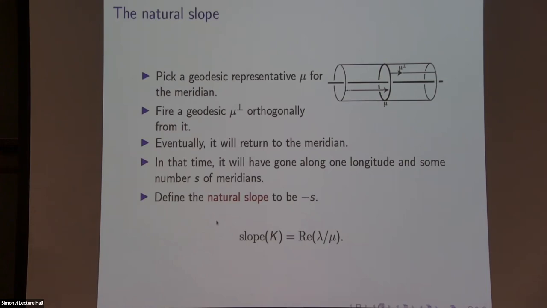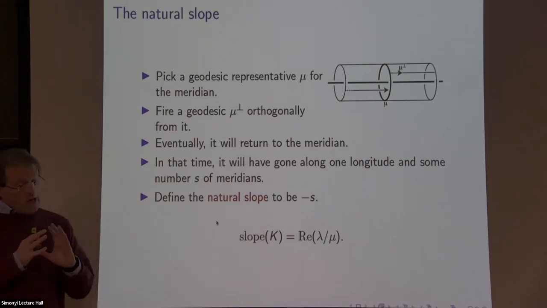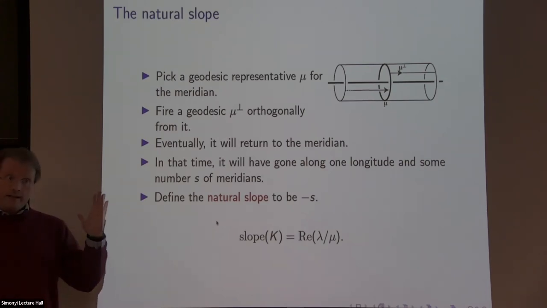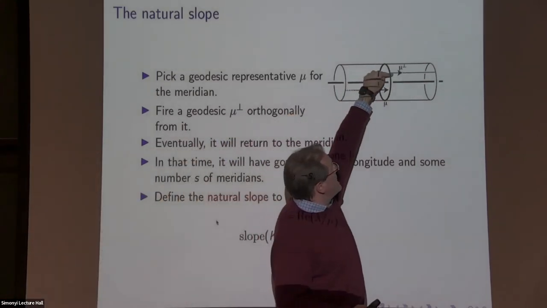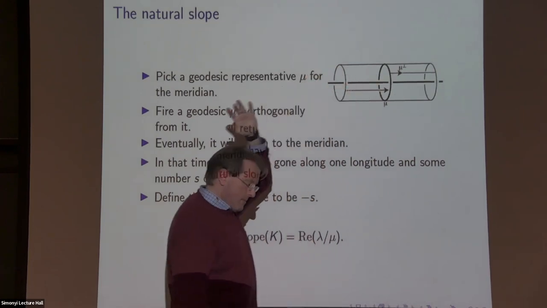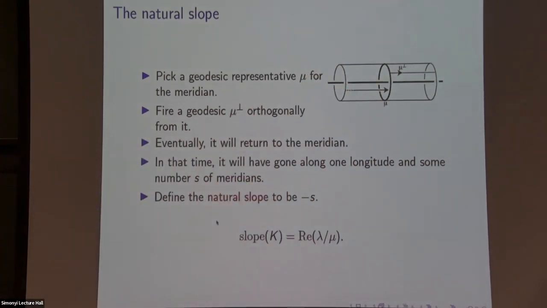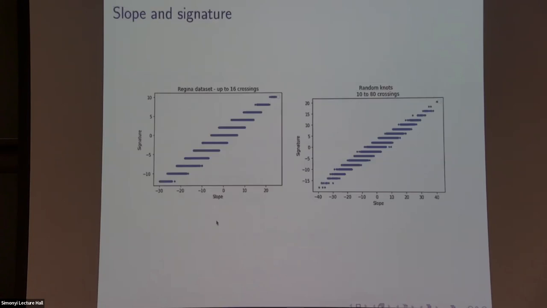Okay, so this seems to be like a natural measure of skewness, right? If this parallelogram was exactly rectangular, then when you fired off mu perp, it would run exactly in the longitudinal direction and your slope would be exactly zero. So this seemed to be like a measure of skewness. And so it seemed like a reasonable thing to try. And then we plotted just slope against signature. And we got these remarkable pictures.